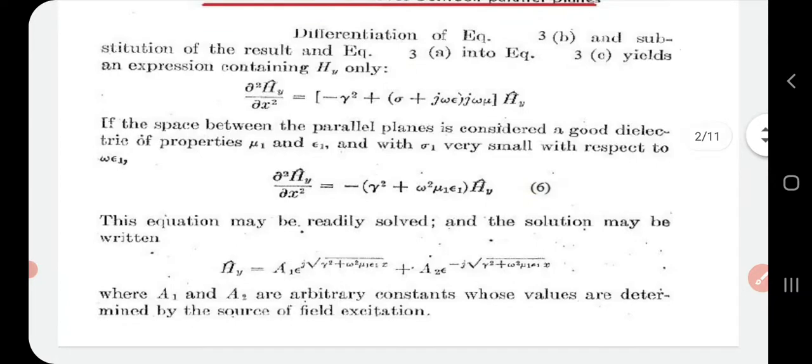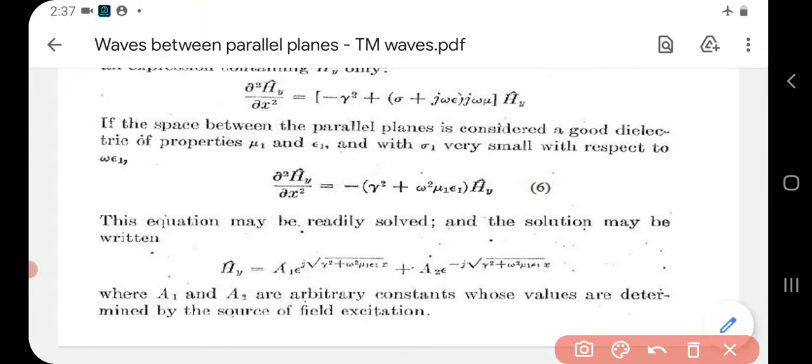Okay, now if the space between parallel planes is considered a good dielectric with properties mu1 and epsilon1, provided sigma, or conductivity, is very small, then in the above equation, ∂²Hy/∂x² is maintained as such, whereas gamma square is also kept as such. Since sigma is small, we can neglect it, and the rest is replaced with the dielectric constant. So this equation will reduce to equation 6.